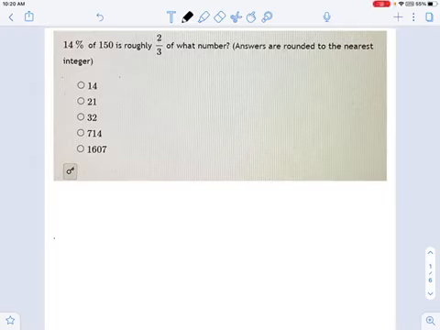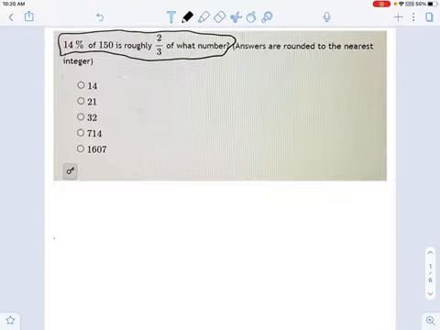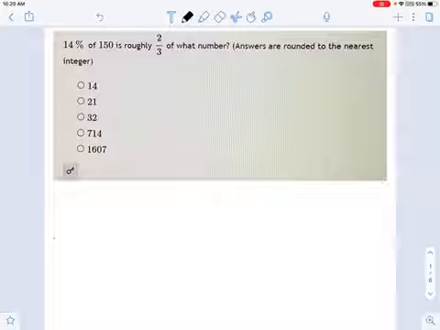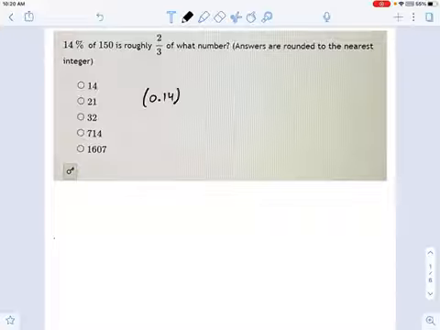This is a question involving percentages and fractions, and to solve it, I want to set up what's called a math sentence. I'm going to translate this right here into math words instead of English words. So it's not as bad as it sounds. Let's just start writing. 14% of 150. Okay, well, what is that? That's going to be 0.14 times 150.